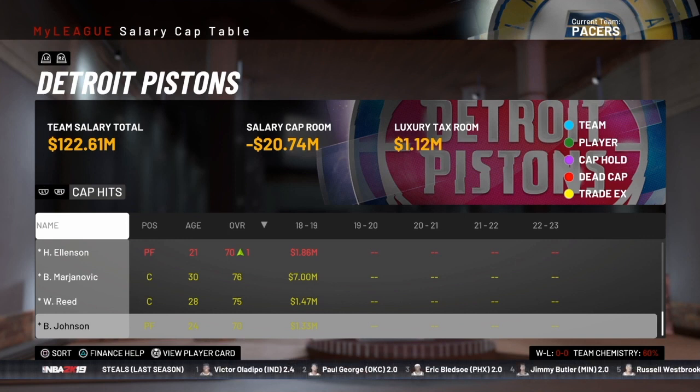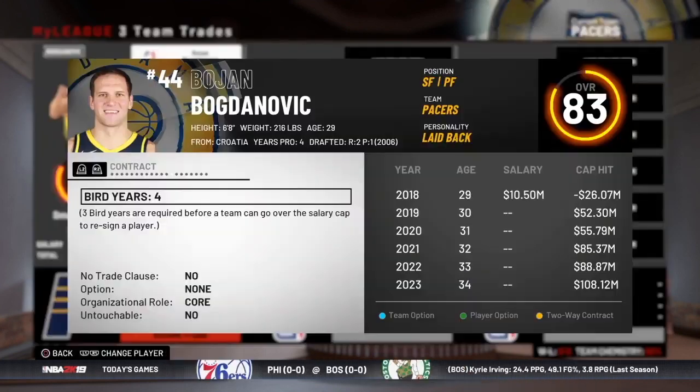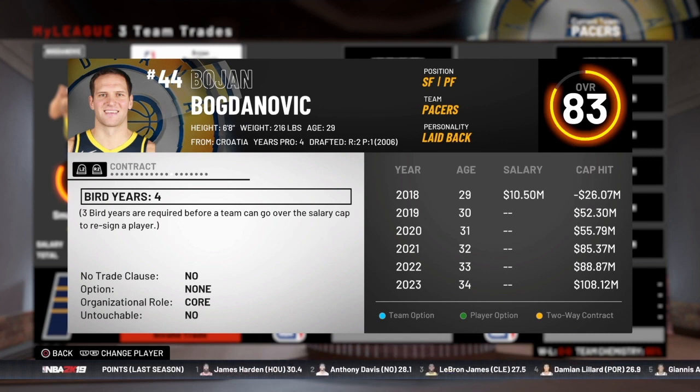So now that we know kind of what it is, let's do an example to show you how it's created. All right, let's say that I've decided that I want to trade Bogdanovich. The first thing I'm going to do is look at his contract situation. And I can see here that he has an expiring contract at the end of this year, and he's due to receive $10.5 million.